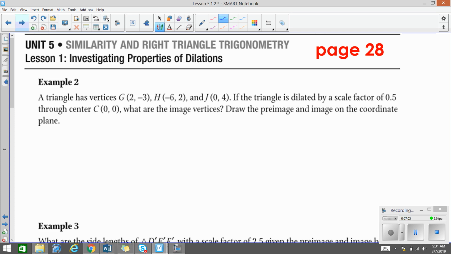Now, number 2. It says a triangle has vertices G, H, J, and then it says if the triangle is dilated by a scale factor of 0.5 through the center 0, 0, what are the image vertices? So it's asking what are the new coordinates?